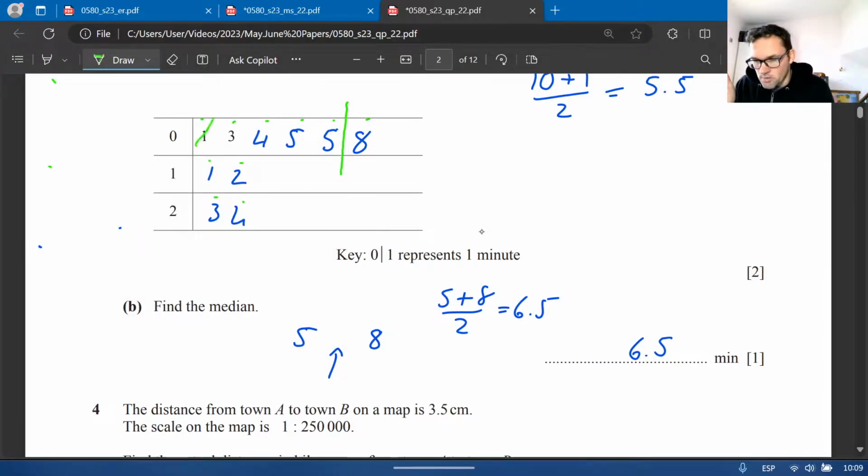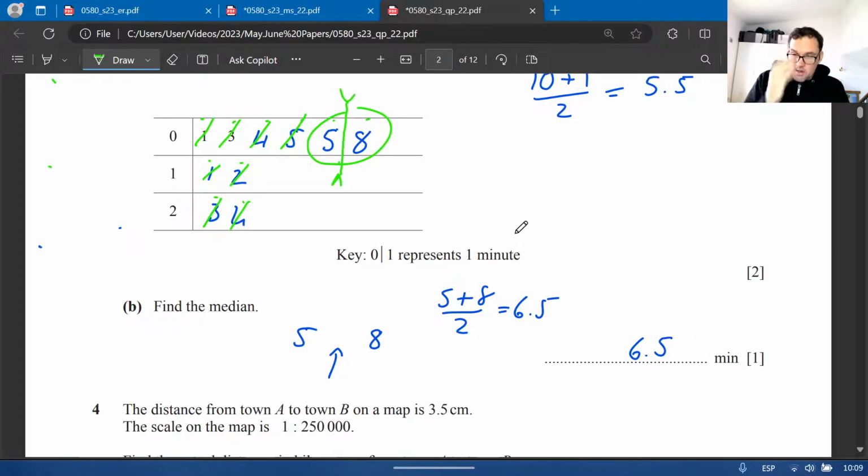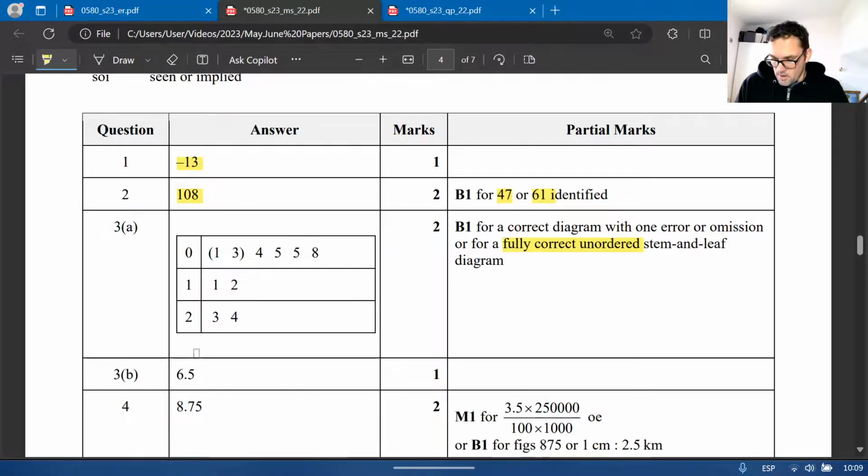Another way of doing this is by chopping it up from the sides. The smallest number is 1, the biggest is 24. Second smallest, second biggest. Third smallest, third biggest. Fourth smallest, fourth biggest. And then we've got these 2 numbers left, so it's in the middle there. Same thing. Either way, 6.5 is correct.